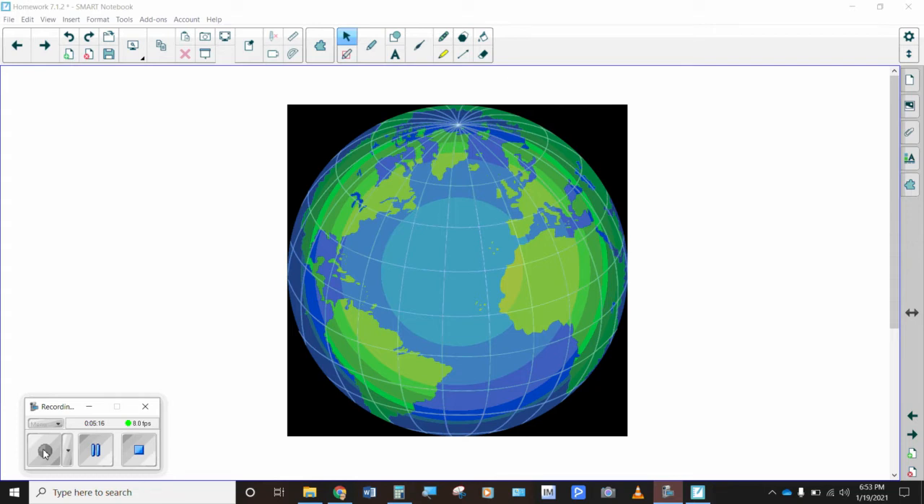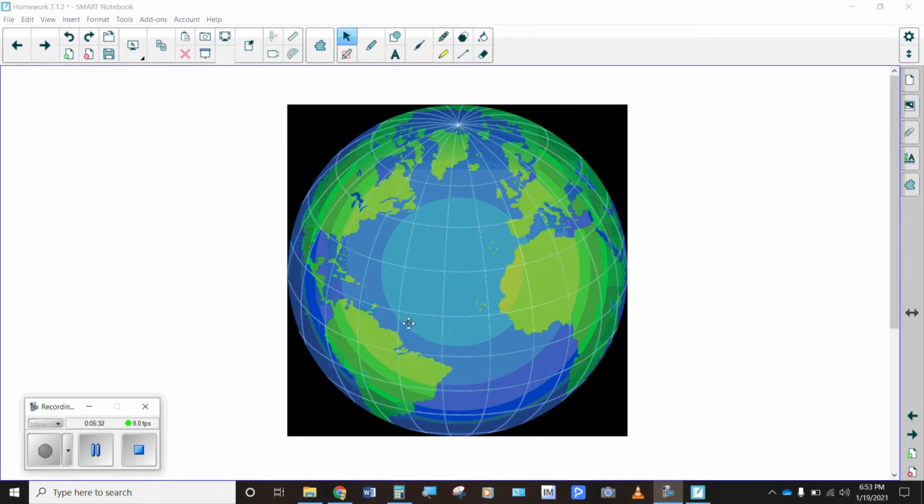All righty, here you go. Here's a globe, and here's the North Pole right here, right? There's Greenland, there's the United States, there's Canada, there's Africa, Europe, and so on. All right, so the equator is, I believe, this one right there. If that's not the equator, this is. Hold on for a second.